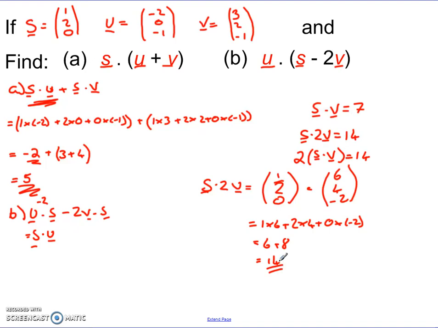So the second part of the calculation is 14. So for this one, it's my first part, the s dot u, which is 2, take away the 14. It's negative 2 minus 14, negative 60. So there you go, that's the first question done.